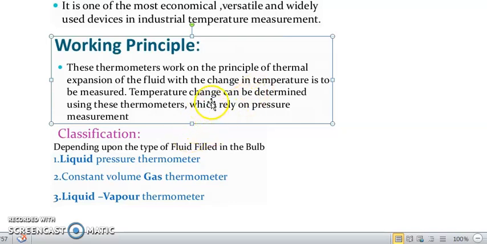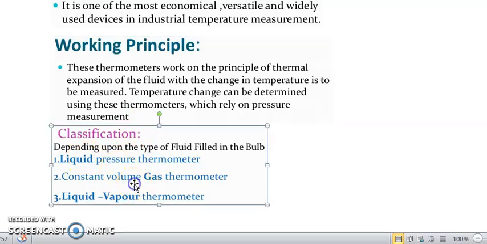Here the temperature measurement is in two stages. First, the primary transducer senses the change in temperature and gives the output as a change in pressure. This is the primary sensing element. This change in pressure is then sensed by a secondary transducer, such as a Bourdon tube or any other pressure sensing element, which converts it into the desired display system.